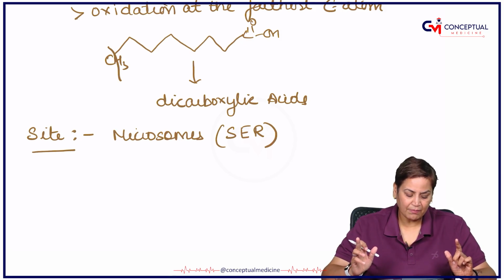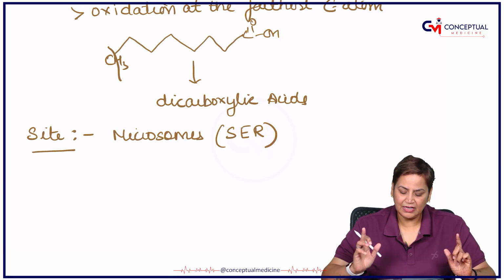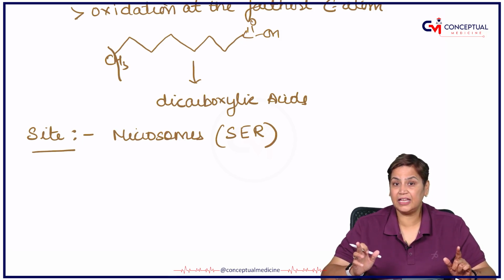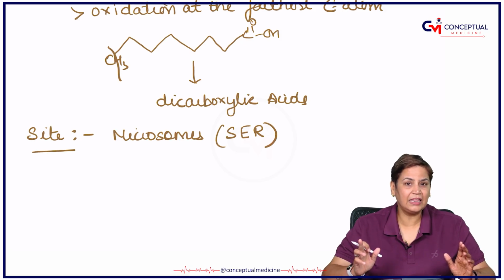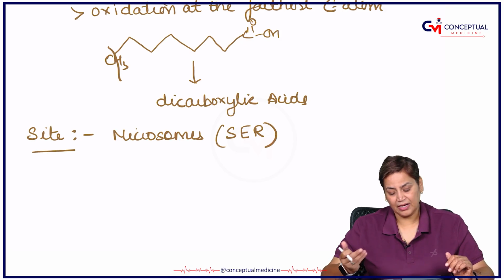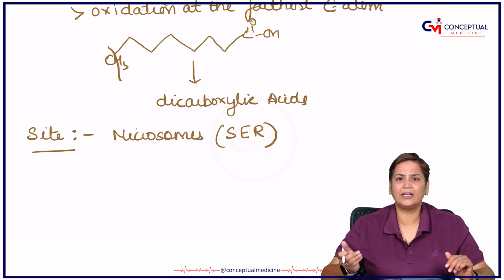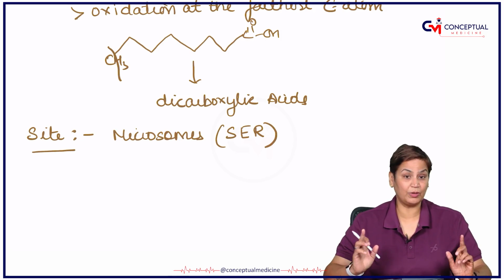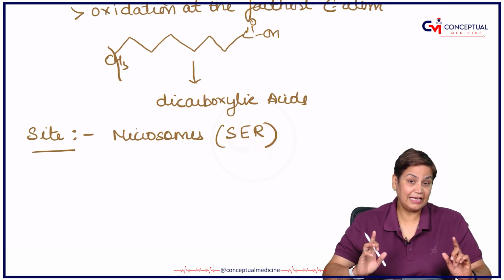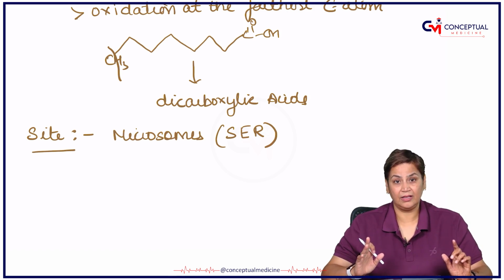So always remember, the oxidation will take place in the fasting stage. It's a catabolic process. Principally, it occurs in the mitochondria, it occurs in the peroxisomes also, and it occurs in the endoplasmic reticulum also. But the principal organelle is the mitochondria.